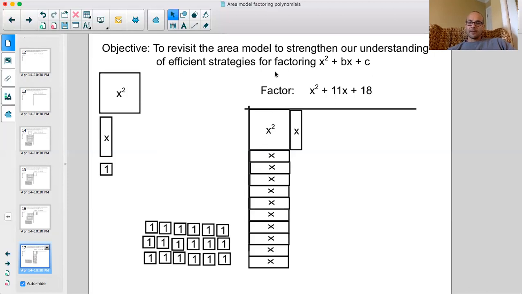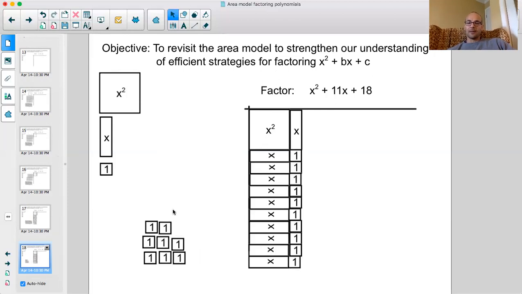Let's see how many of these we need. We need that many. We didn't use them all. So we can now tell that this didn't work. We didn't represent the entire trinomial that was over here as a rectangle by going x plus 1 in one direction as one factor and x plus 10 in the other.